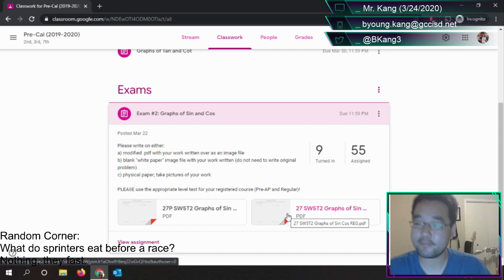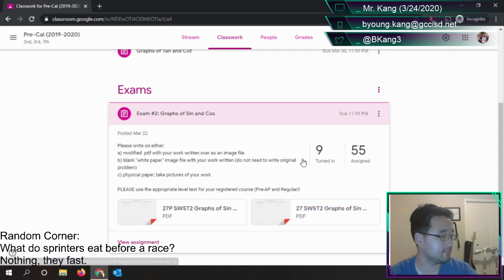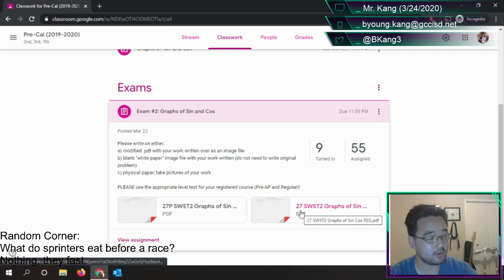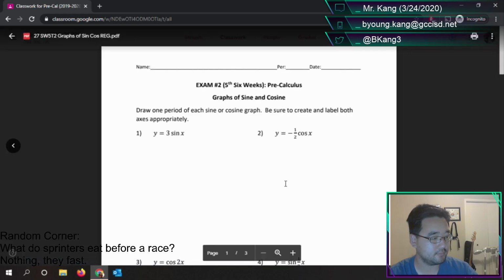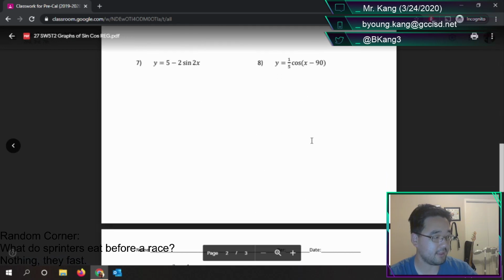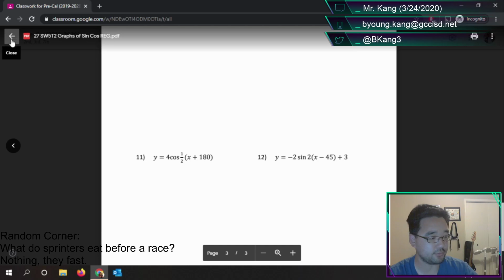So honestly, the big difference here between y'all, the levels in this unit, is that regular just does degrees for phase shifting and x-axis stuff, and pre-AP does radians.